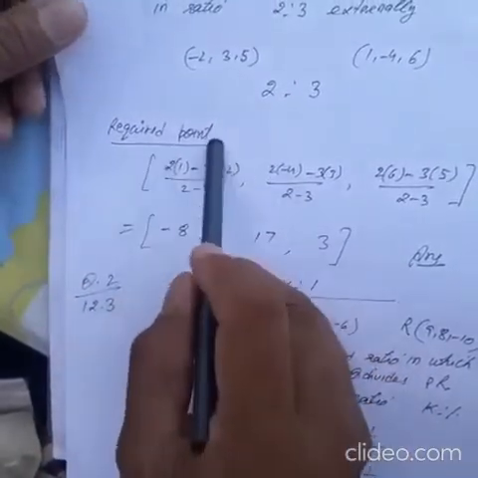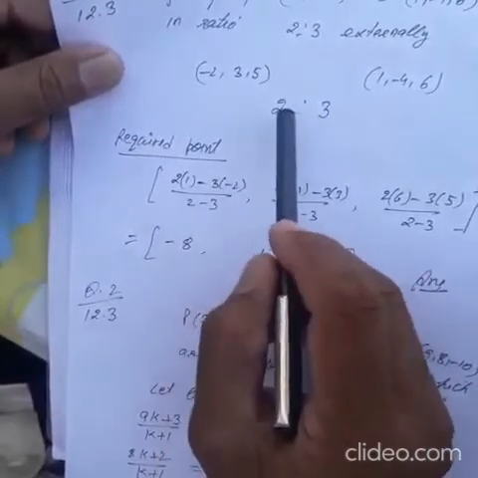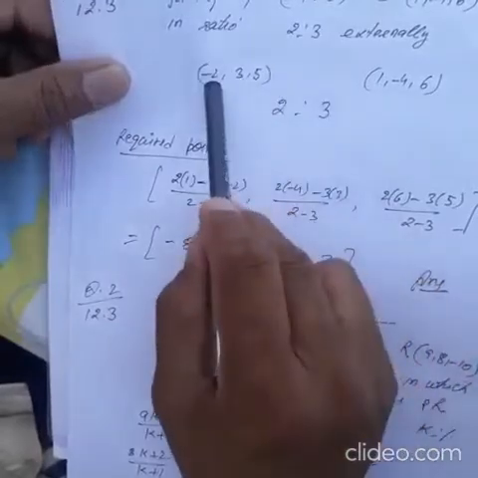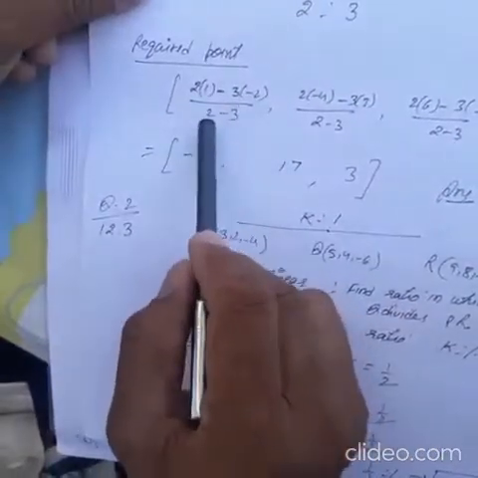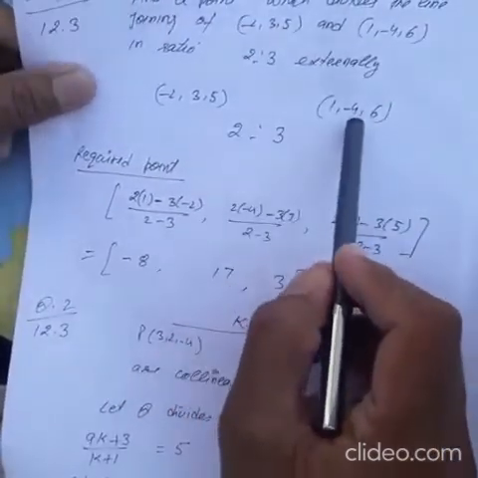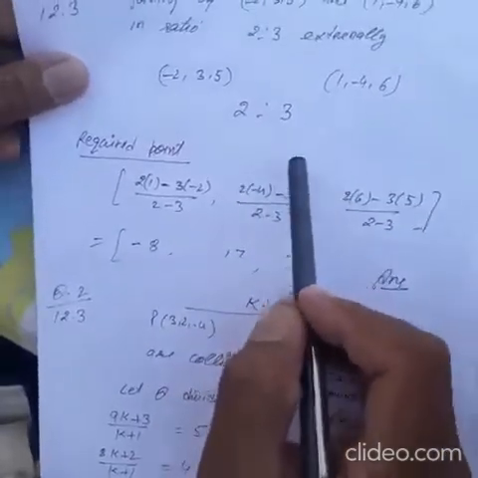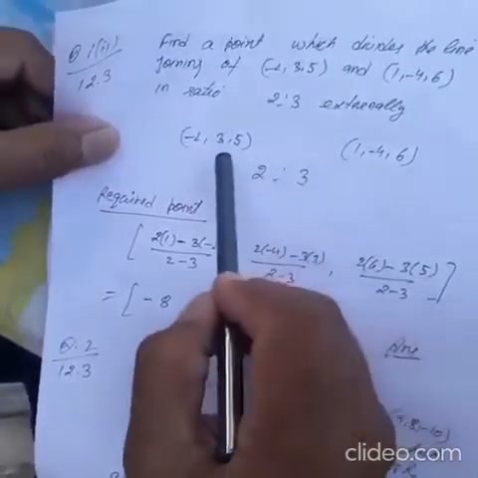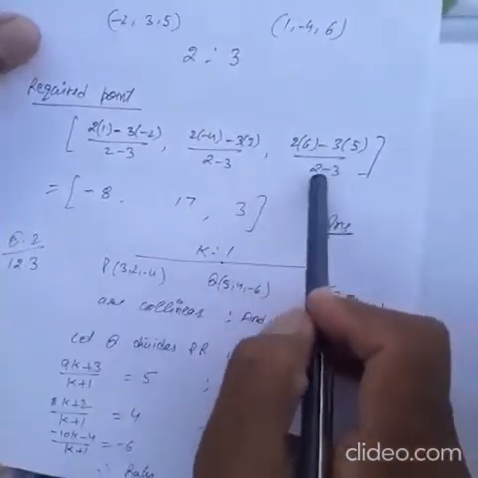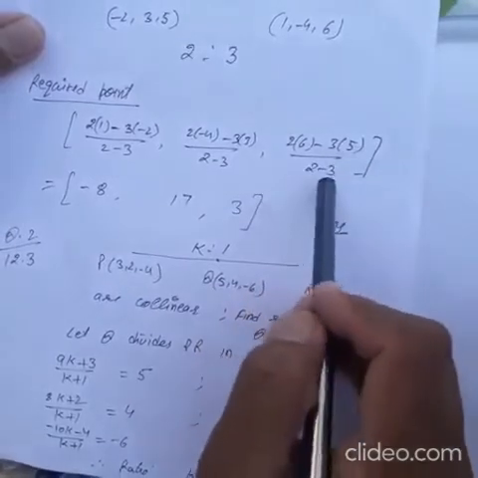Required point will be: first x coordinate, 2 into 1 minus 3 into -2, you can write like this, divided by 2 minus 3. Similarly y coordinate, 2 into -4, we have to do m1 y2, so 2 into -4 minus 3 into 3 divided by 2 minus 3. Similarly z coordinate, m1 z2 minus m2 z1 upon m1 minus m2.